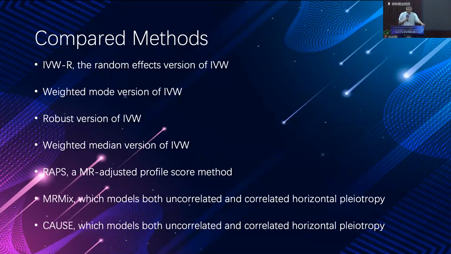We also compared MARIO with several methods. These include four variants of IVW: the random effect variant, the weighted mode variant, the robust variant, and the weighted median variant. We also compared with the RAPS method, which is a profile score method. And we also compared MARIO with two recently published methods, MR-Mix and CAUSE. These are the only two methods that model both uncorrelated and correlated horizontal pleiotropy. However, these two methods rely on non-likelihood inference methods, and as we will show later, they give uncalibrated p-values.